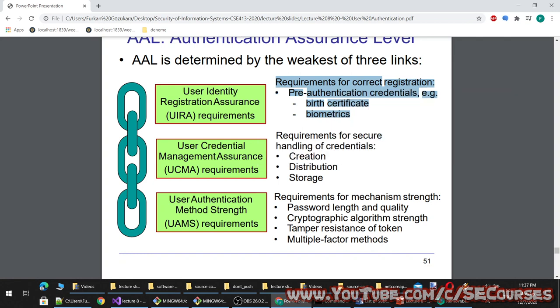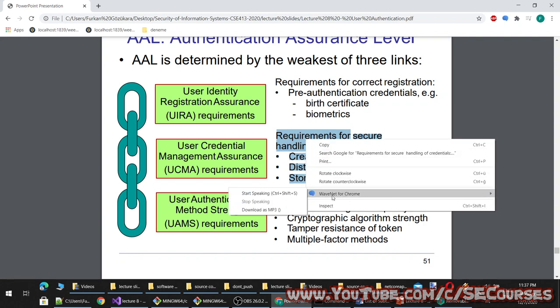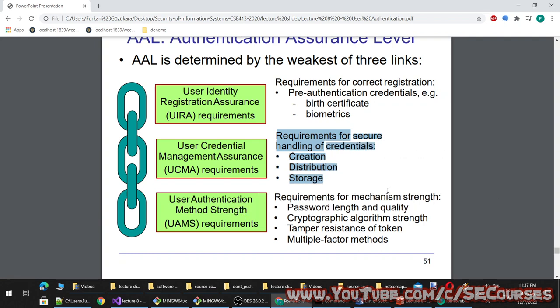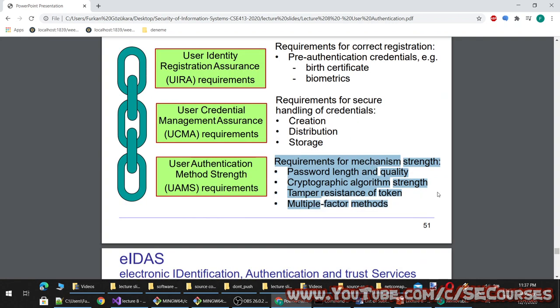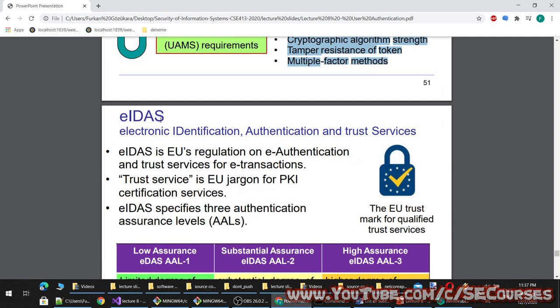Requirements for correct registration, pre-authentication credentials, e.g. birth certificate, biometrics. Requirements for secure handling of credentials: creation, distribution, storage. Requirements for mechanism strength: password length and quality, cryptographic algorithm strength, tamper resistance of token, multiple factor methods.